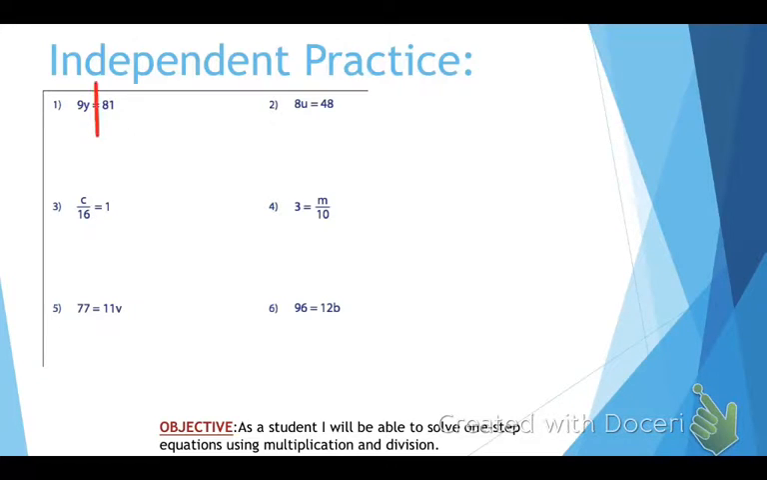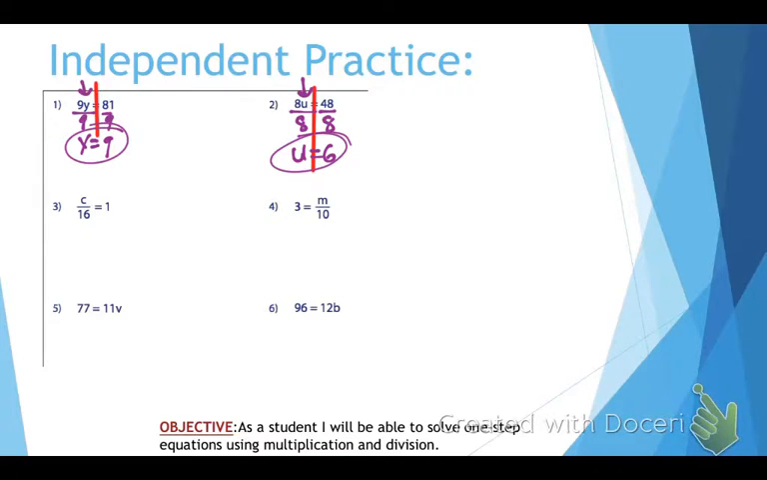I'm going to just show you what I do. Okay, here we go. Draw my line. Find my variable. You should have divided by 9. Y equals 9. That should have been your correct answer. Next one. Draw my line. Find my variable. Okay, we should have divided by 8 because that's multiplication. The opposite is division. 48 divided by 8 is 6. U equals 6. That should have been your answer.